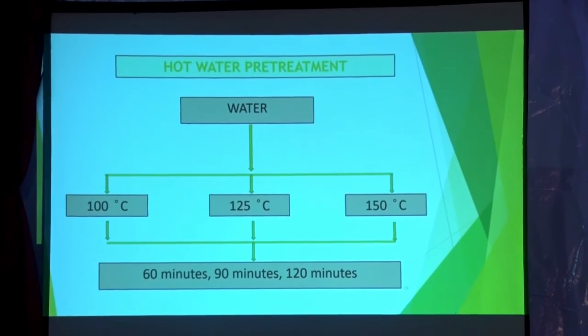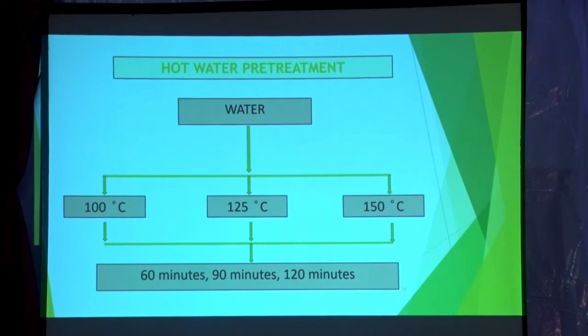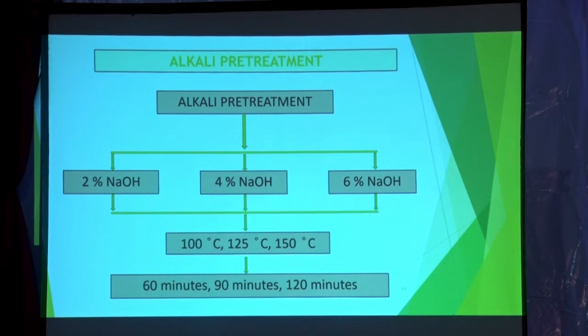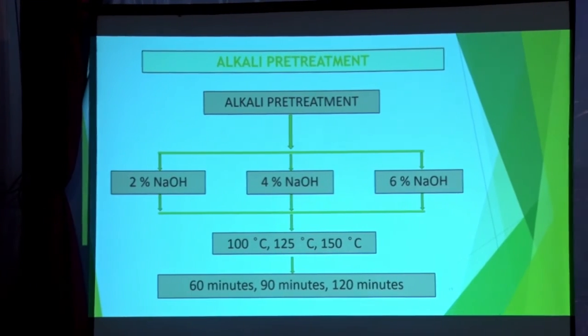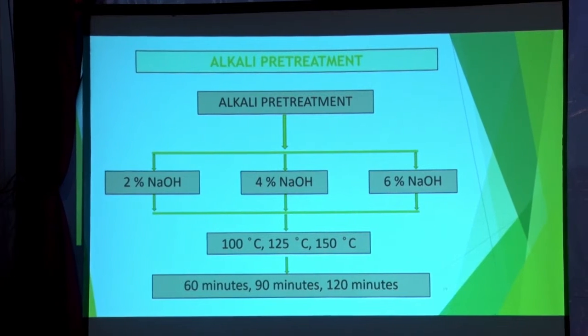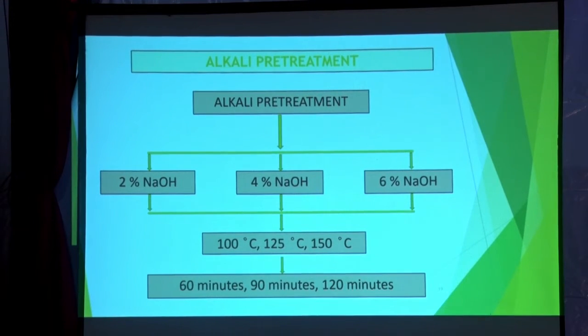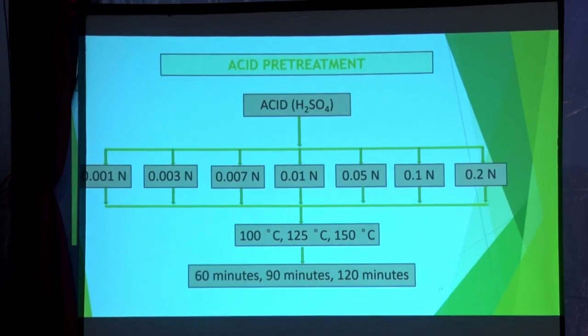Now coming on to the reaction parameters of hot water pretreatment. For hot water pretreatment, the reaction was conducted at 100 degrees Celsius to 150 degrees Celsius for 60 to 120 minutes. For alkali pretreatment, wheat straw was subjected to 2%, 4% and 6% NaOH in the range of 100 degrees to 150 degrees Celsius temperature, and time within the range of 60 minutes to 120 minutes.